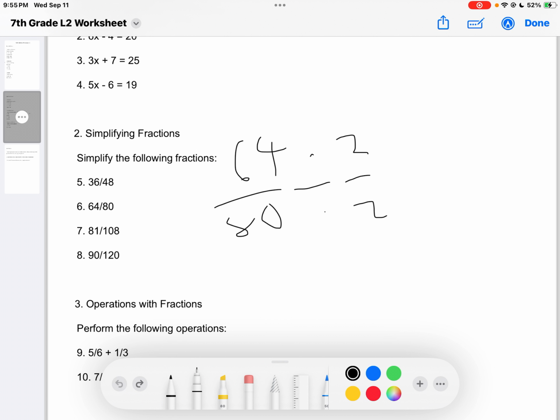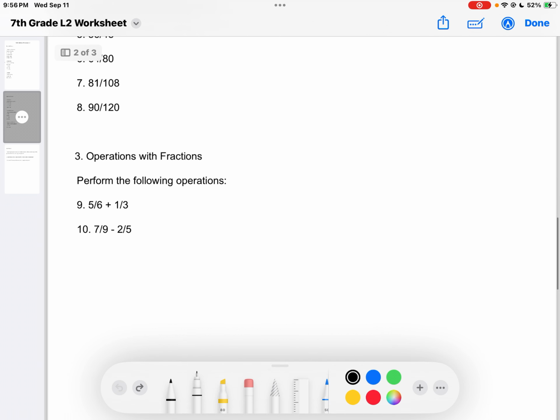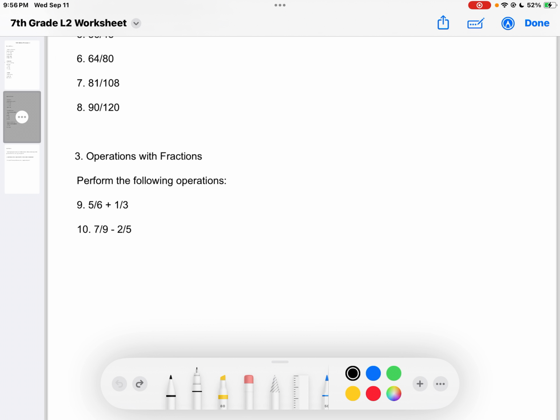Moving on, operations with fractions. You got 5/6 plus 1/3. When you're always adding or subtracting fractions, you always need a common denominator. The common denominator, in order to get that, you need to find the least common multiple. In this case, it's 6.